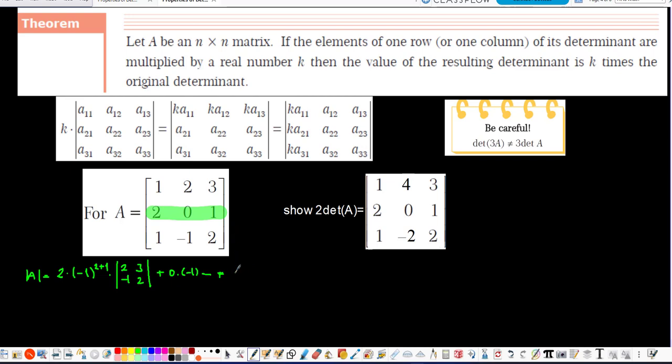And then 1 times minus 1 to the power of, this is second row, third column, times the minor, which is going to be equal to 1, 2, 1, and minus 1.